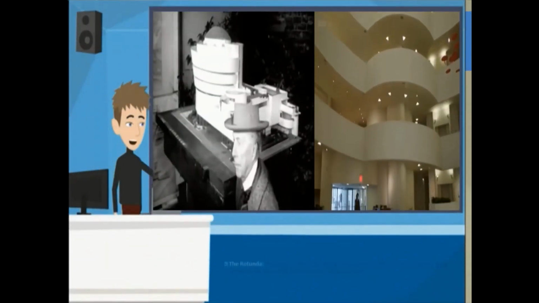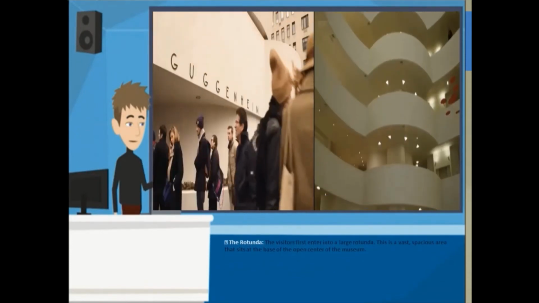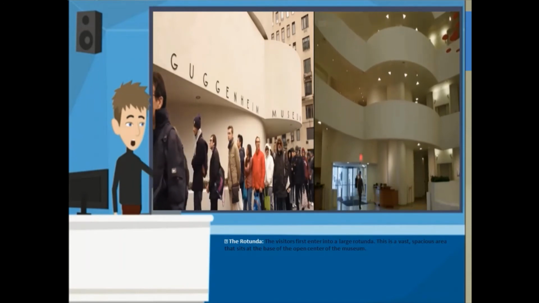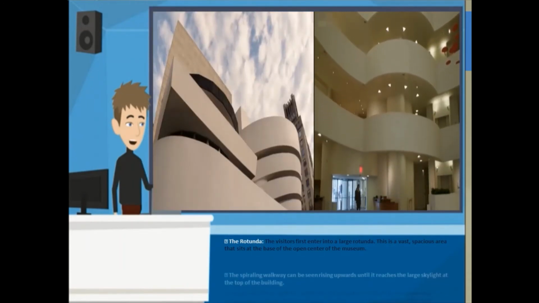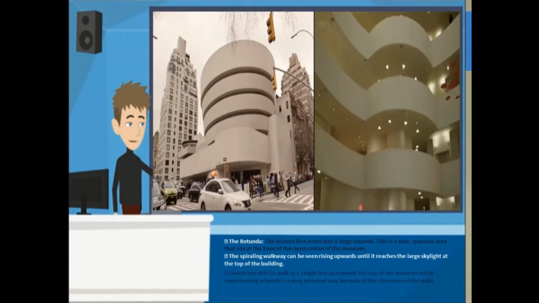Rotunda. Visitors first enter into a large rotunda. This is a vast, spacious area that sits at the base of the open center of the museum. The spiraling walkway can be seen rising upwards until it reaches the large skylight at the top of the building.